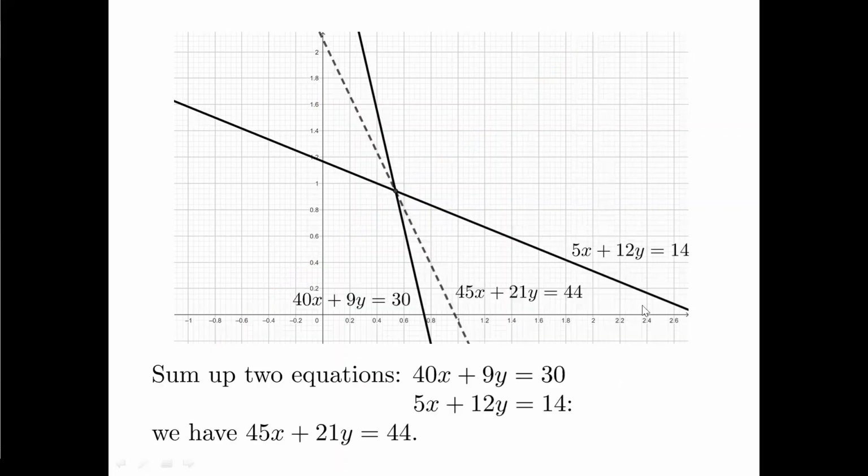Before we solve the problem, let's discuss an interesting way to create new lines based on existing lines using simple algebra. For example, adding up their equations. In the graph, we create a new line by summation: 45x plus 21y equals 44. The new line is not an angle bisector, but we can see these three lines pass the same point. We say they are concurrent.